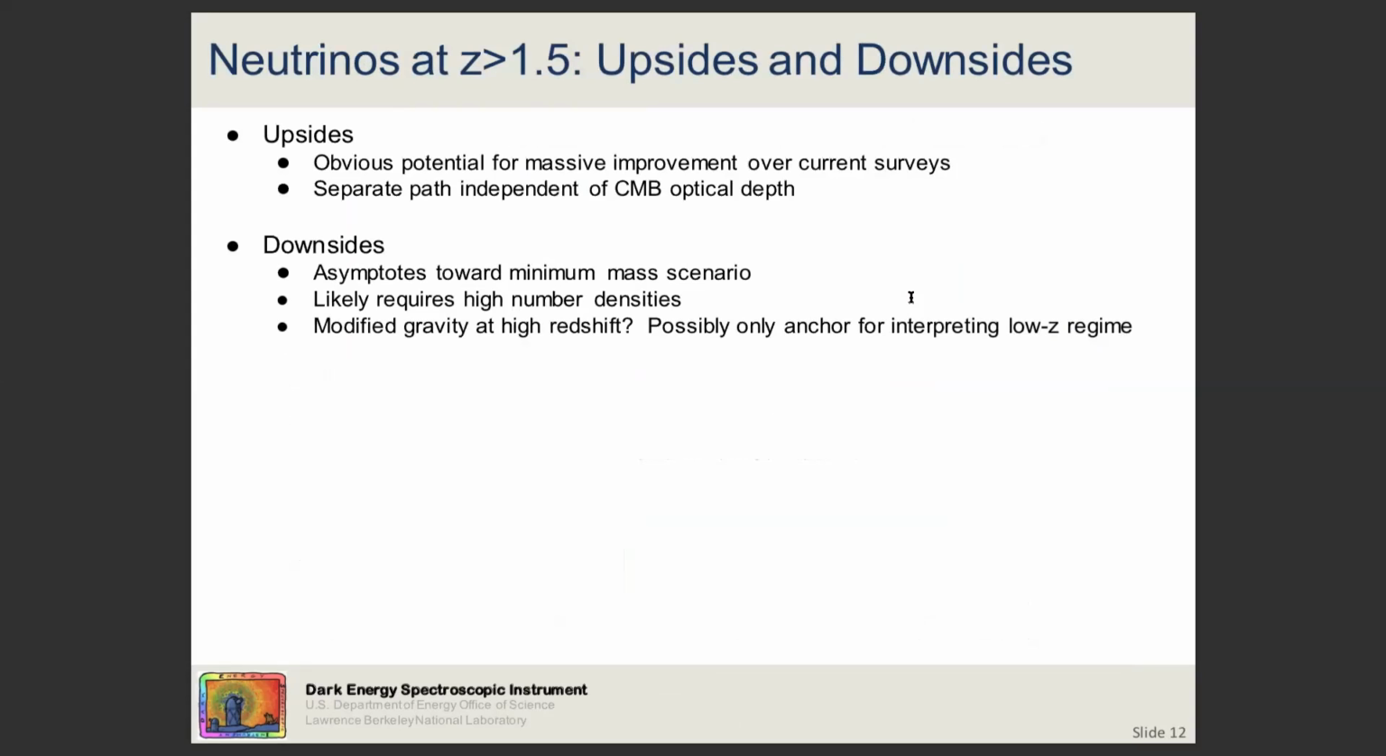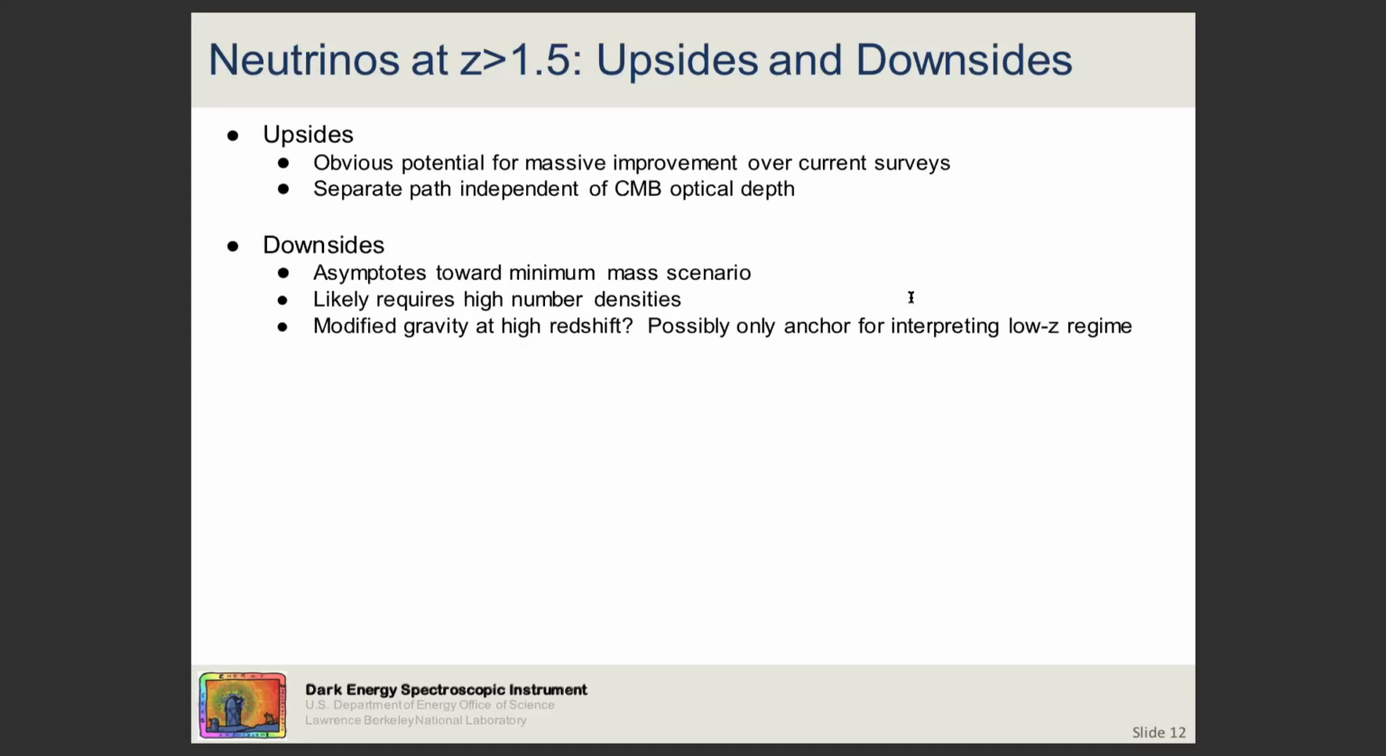Again, lots of data there. We should chase it. It offers a separate path to measuring neutrino masses that's independent of CMB optical depth. I know the projections are out there for what could be done by looking at the evolution in the power spectrum due to neutrino free streaming. I don't know how they compare to things with and without the optical depth from CMB, but other people know the answer to this. But it's a good question to ask.